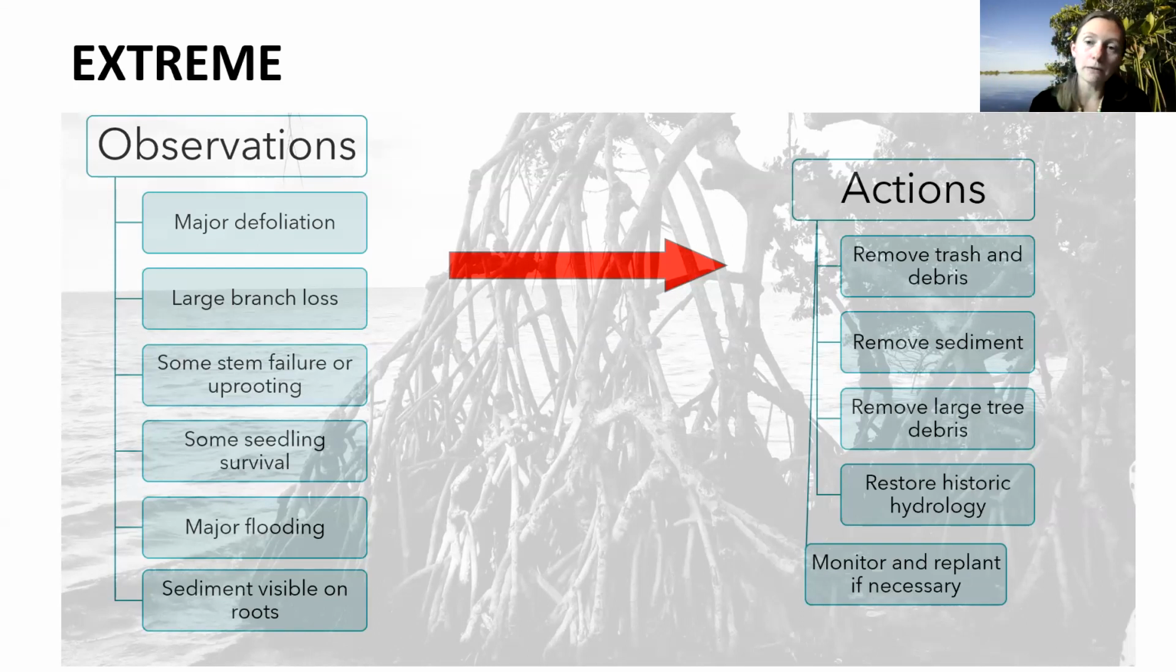Now, in an extreme event, you may still have some seedling survival, right? So you might have uprooted, knocked over, stem failure, defoliated, large mangroves, but you still have an active propagule bank. You still have seedlings that are established, and so they are worth monitoring to see if they survive. Major flooding would also be a characteristic of an extreme amount of damage to mangroves.